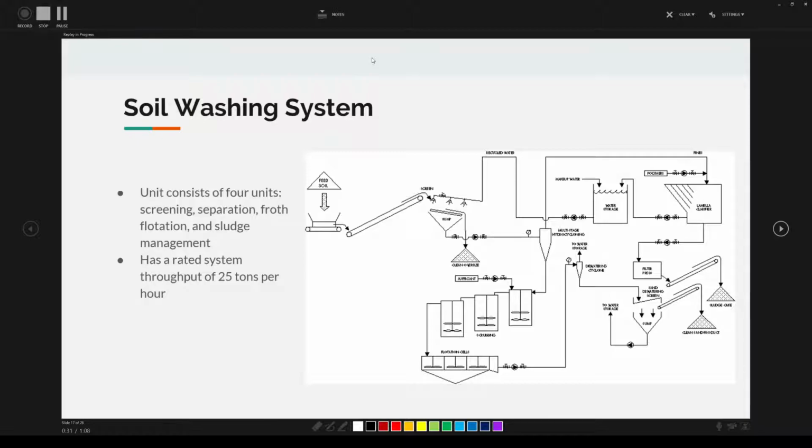The separation aspect separated the screened soil and water slurry into coarse and fine-grained material through the use of multi-stage hydrocyclones. Froth flotation removed the contaminants from the coarse-grained material by means of air flotation treatment units, and sludge management treated the overflow from the hydrocyclones. All of this you can see in the figure to the right, which describes the entire soil washing system. And this system had a rated system throughput of 25 tons per hour.